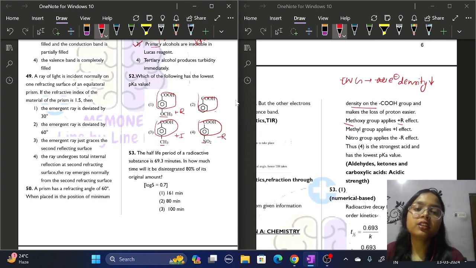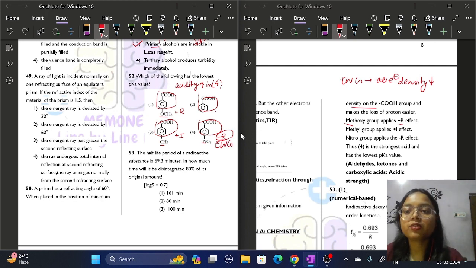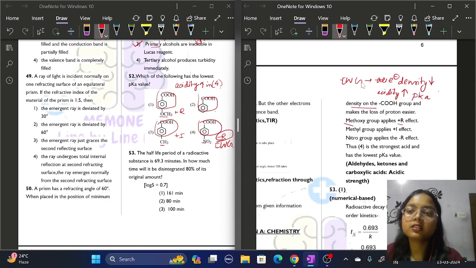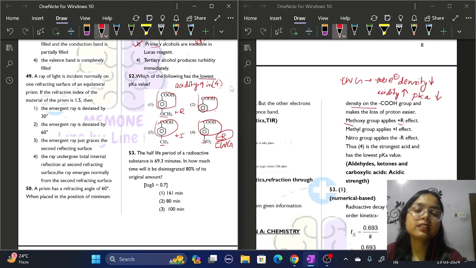So according to this, the acidity is greater in option 4 because of the minus R effect, which is the electron withdrawing group effect. The greater the electron withdrawing effect, the lesser the electron density and the greater the acidity. Accordingly, if the acidity is greater, the pK value will be lower. And in the question, it is given the lowest pK value. So option 4 will be the correct answer.